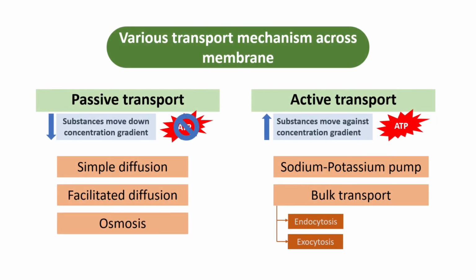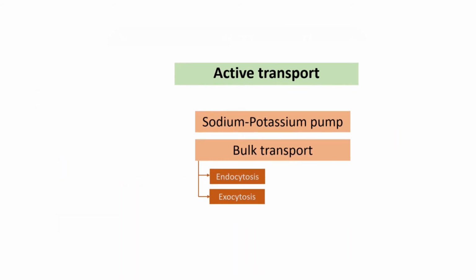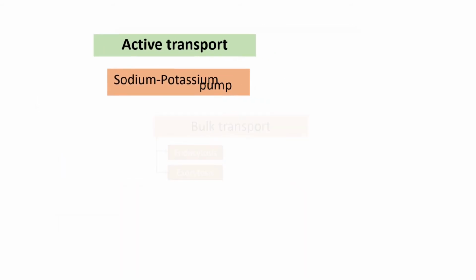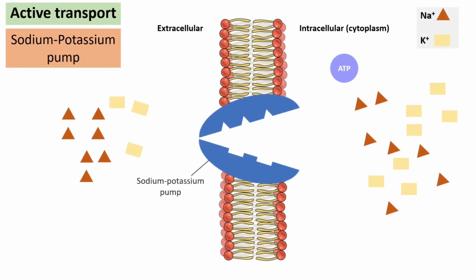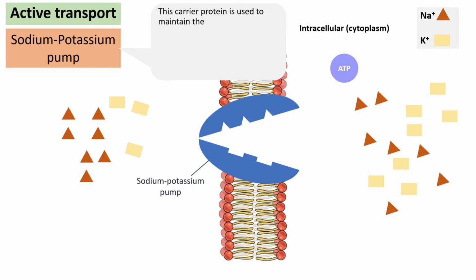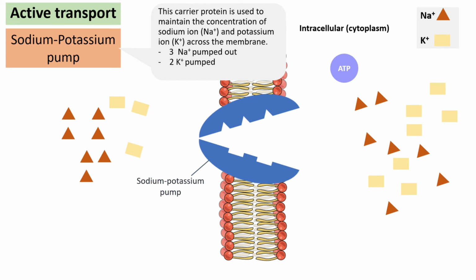Unlike passive transport, active transport will transport substances across the membrane against the concentration gradient, where ATP is needed. Sodium-potassium pump is an example of active transport. Sodium-potassium pump is a carrier protein that is used to maintain the concentration of sodium ion and potassium ion across the membrane. 3 sodium ions will be pumped out of the cell, and 2 potassium ions will be pumped into the cell. This process requires energy or ATP.